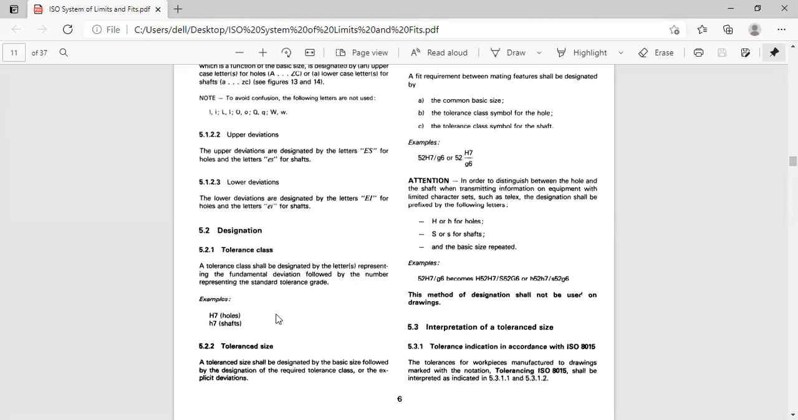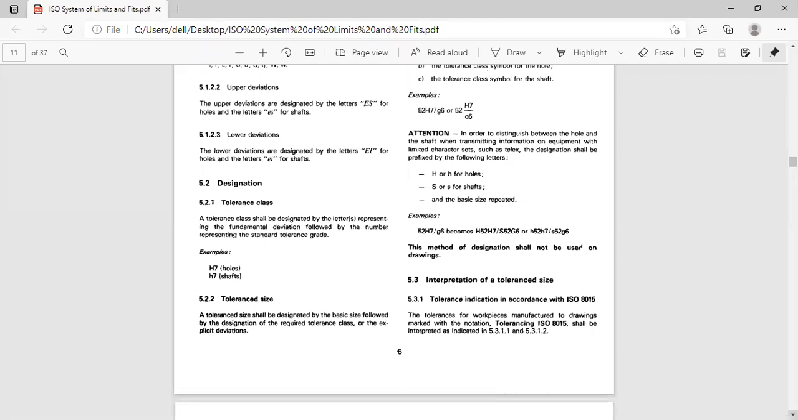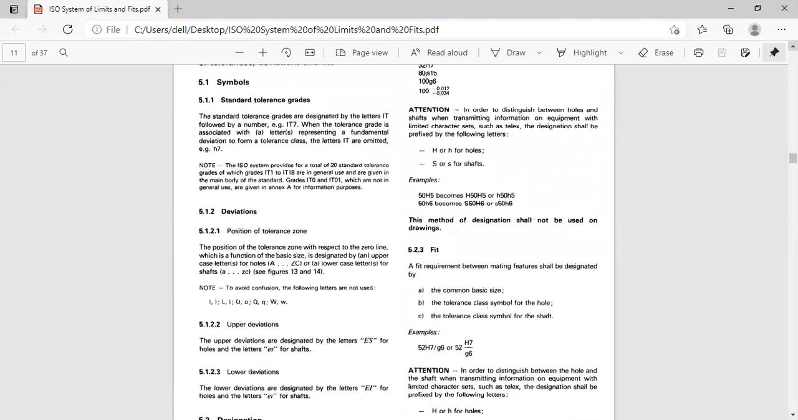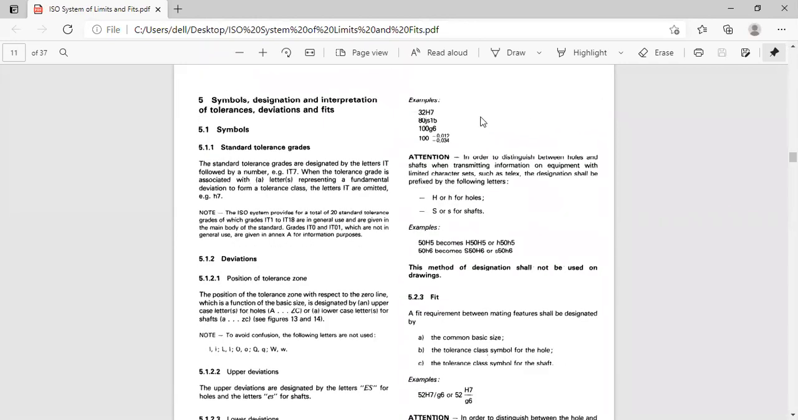So after this, what is the tolerance size? It is the basic size followed by the designation of the required tolerance class. So he has given a number of examples. Just try to see, because already I told you while doing the problem: 32 is the basic size, diameter symbol 32. Capital H7 is for the hole. So it is IT7.